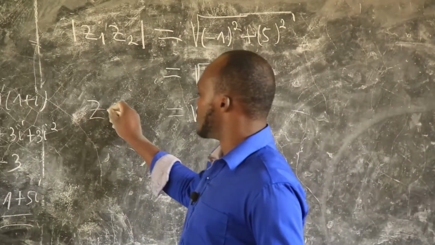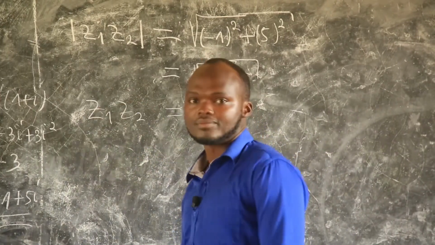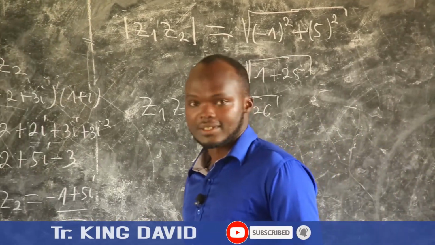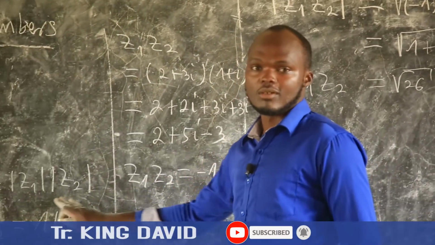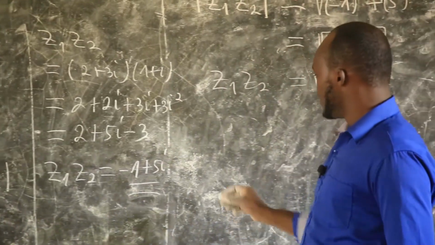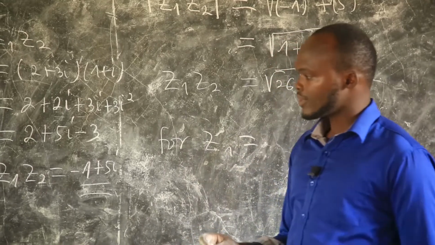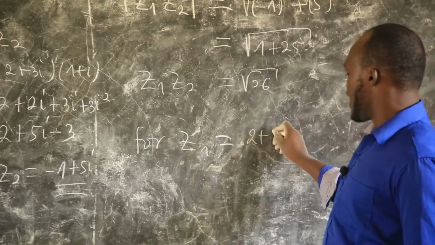That's the modulus of Z1 Z2, which is our left-hand side. So now let us check the right-hand side: modulus of Z1 times the modulus of Z2, for Z1 equal to 2 plus 3i.